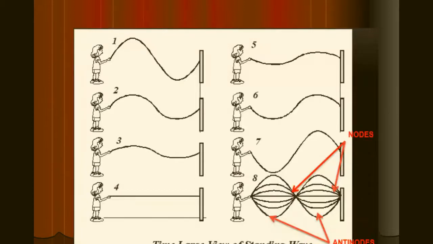So here's a time-lapse view of a standing wave. Each one is a different second, if you will. And as it goes, eventually you see number 8, it's the complete scenario that we would see with our own eyes, and it will look as if the wave is standing still.